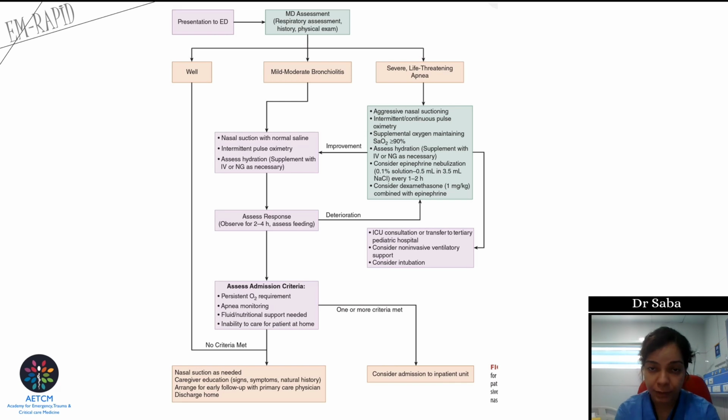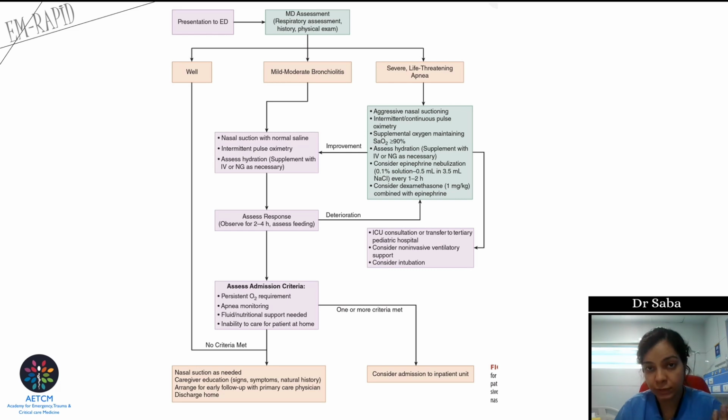This is a flow chart to treat bronchiolitis. When the child presents to the ED, you do the major assessment: we take the history and physical examination. We rapidly assess the patient's overall airway and respiratory system. If the child is well, then we just do nasal suctioning as and when it is needed. We educate the caregiver on the steps to limit the spread of infection, like frequent hand washing and things like that.